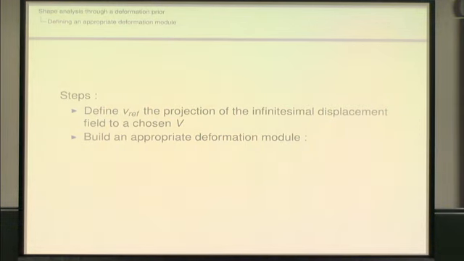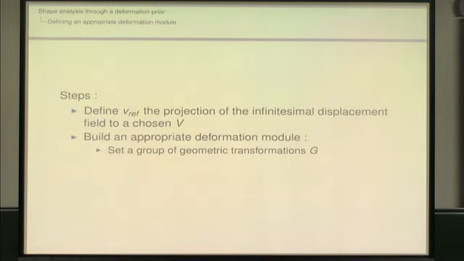In a more general setting, if we set a group of geometric transformations G, so in our special case, rigid transformations, we want to be able to generate the orbit of the reference vector field under the action of G. Of course, we have to define this action. It's not so hard. But we also have to ensure that we stay in V, or at least in another suitable space of vector fields.